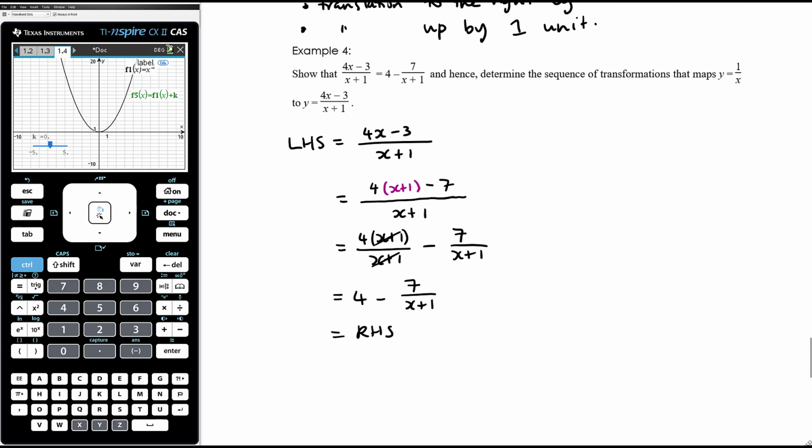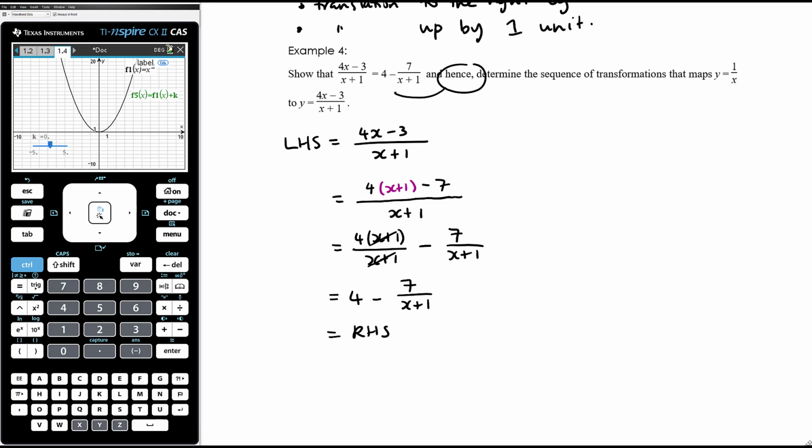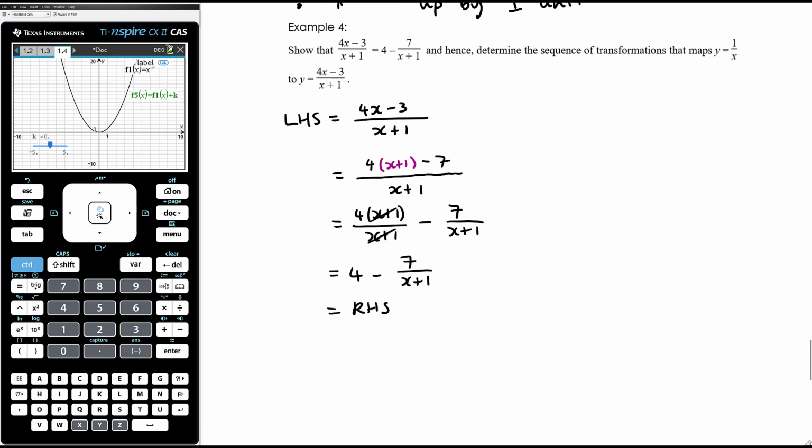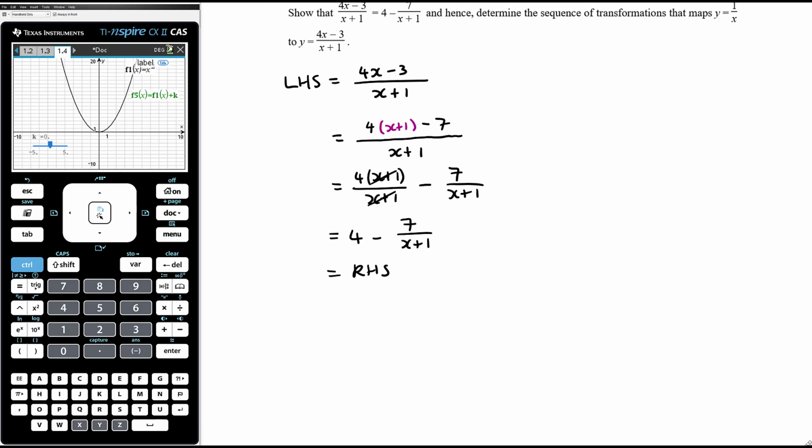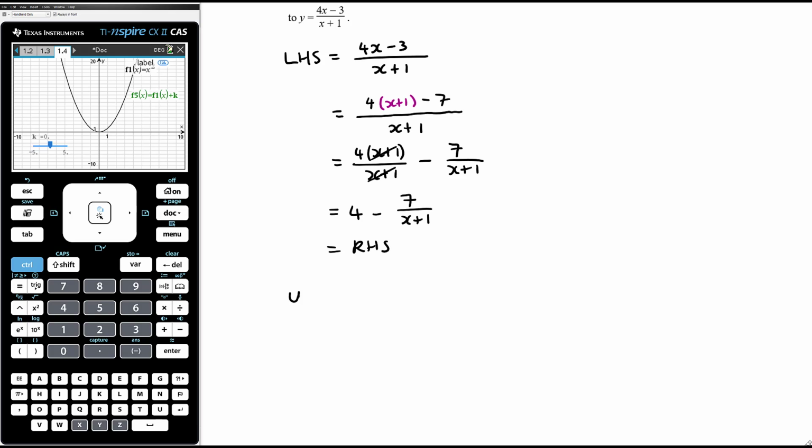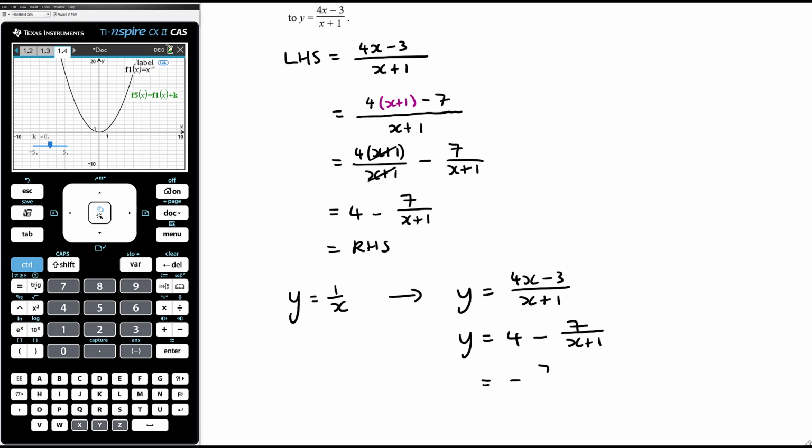Then it says, hence determine, so hence meaning use what you've just learnt here, determine the sequence of transformations that maps y equals 1 on x to y equals (4x minus 3) over (x plus 1). Okay, so we're going from y equals 1 on x to y equals (4x minus 3) over (x plus 1). Now, we've just shown in the first part that this is y equals 4 minus 7 over (x plus 1). I'm going to write that as negative 7 on (x plus 1) plus 4.